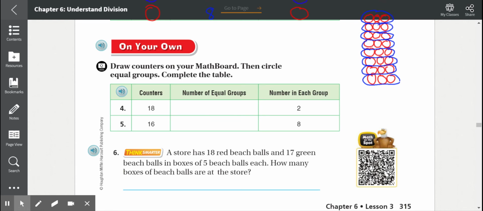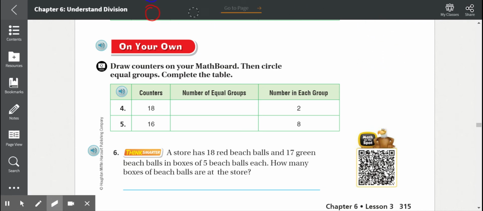Okay, what I want you to do here is to press pause, and I want you to do number 4 and number 5 on your own. So try and find some room. If you need to do some erasing, that's fine, or if you need to find another piece of paper. But your job now is to do 18 counters in groups of 2, find the number of equal groups, and then put 16 counters in groups of 8 and find the number of equal groups, and then press play when you're ready to correct. Okay, you should have done number 4 and 5.